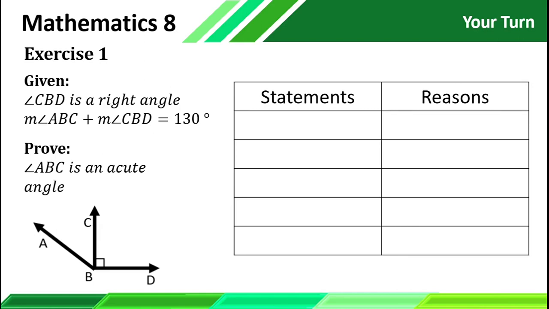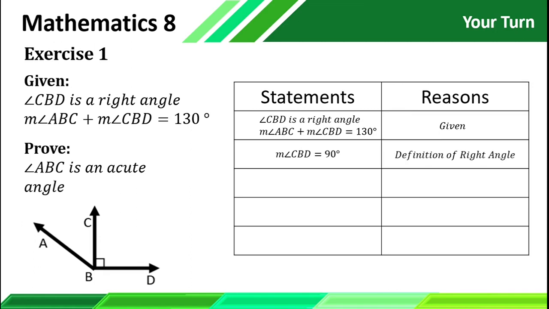So here are the answers on our previous exercises. So the first thing that we need to do is to put our given on our first column or on our first row. And the reason behind this, it is given. So if angle CBD is a right angle, then we can say that the measurement of angle CBD is equal to 90 degrees. And the reason behind this is, it is the definition of right angle.